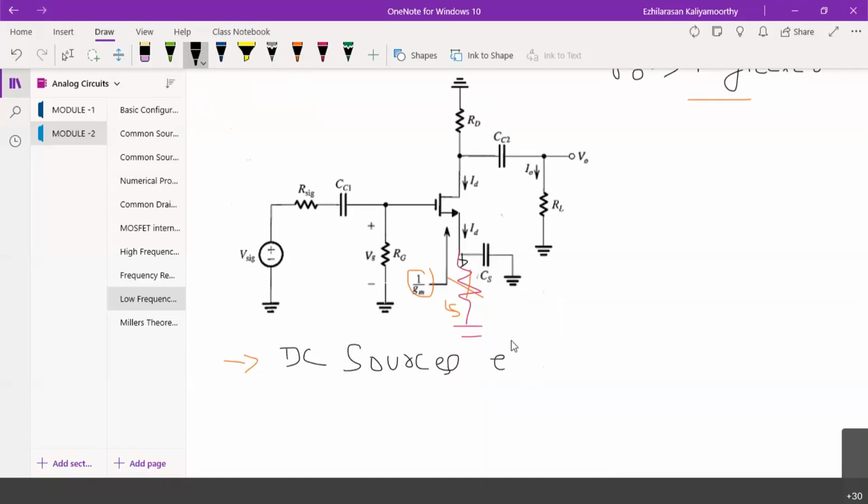DC sources eliminated. What does it mean? Which are the DC sources here? The DC sources are, see here, the current I. The current source will be open circuit. Then the voltage, that is the DC, is nothing but your VDD. This will be short circuit.